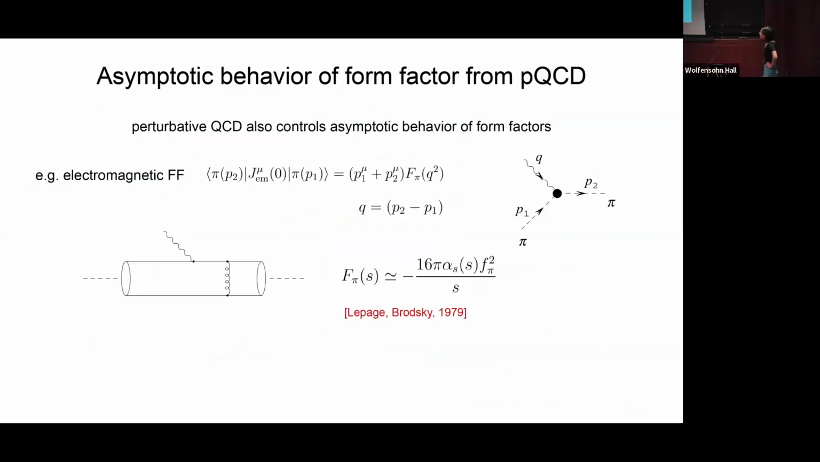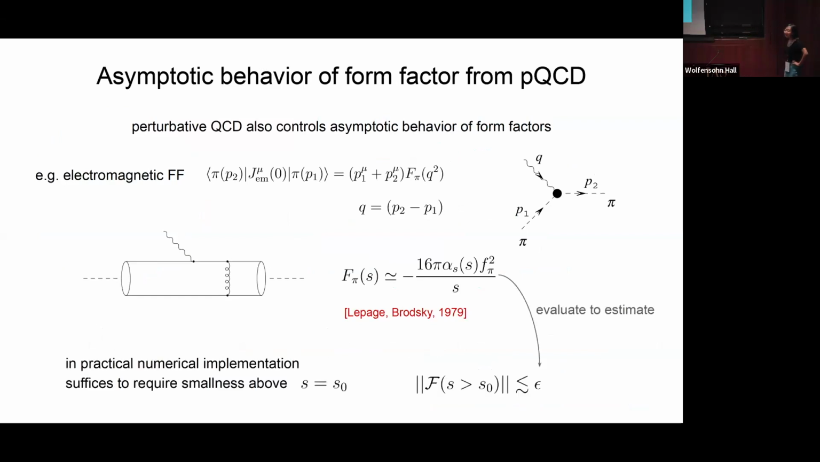And finally, perturbative QCD also provides some control for the asymptotic behavior of the form factors. Again, take the example of the electromagnetic form factor. People have computed a long time ago that at large momentum transfer, it has this kind of decay, and this can be computed perturbatively. And in the practical numerical implementation, we simply require that beyond the energy scale S0, the form factor is very small. And how small? This can be estimated using this kind of expressions.